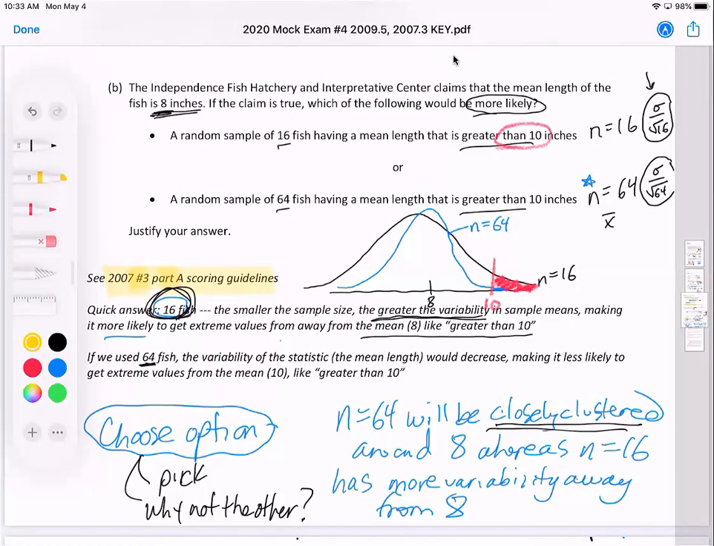I believe that the numbers are the same. I did try to make these numbers reasonable to take square roots. So as you can see that I've written over here, one is sigma over 4 and the other is sigma over 8. So this one has more variability compared to this one. You could also, well, I guess you can't actually use normal CDF because you don't know sigma. You don't know the population standard deviation of lengths.